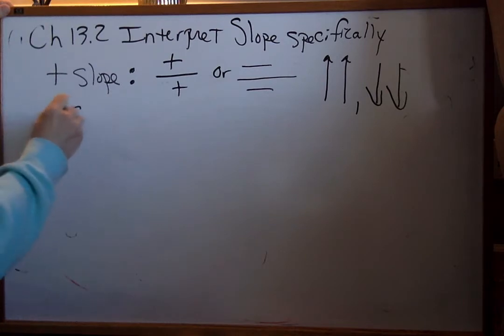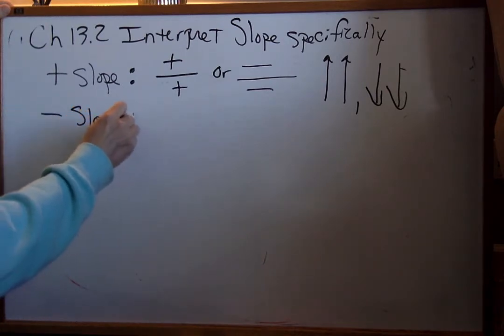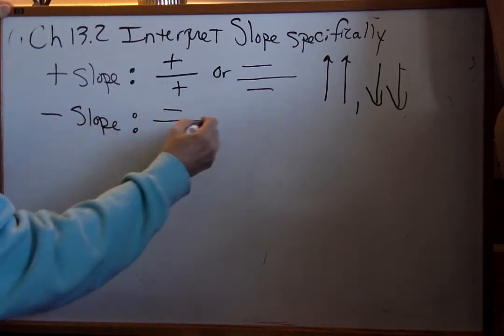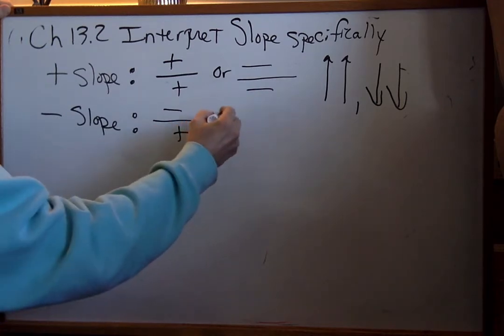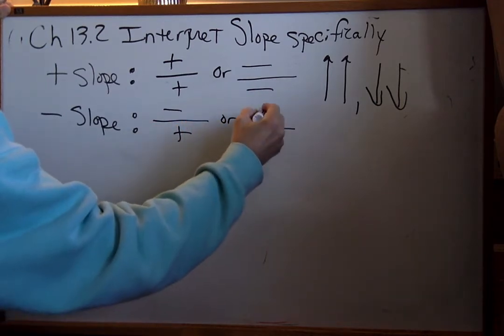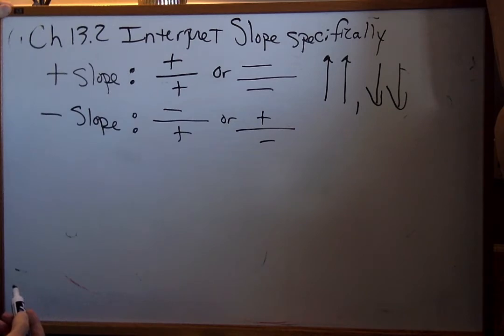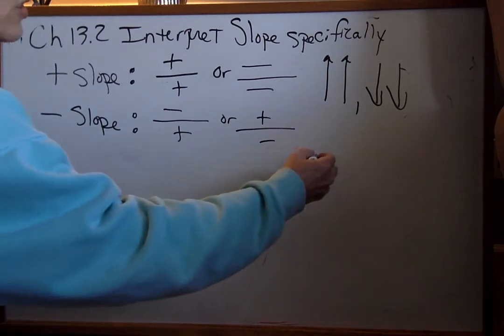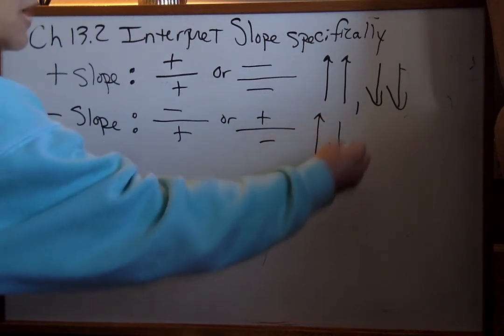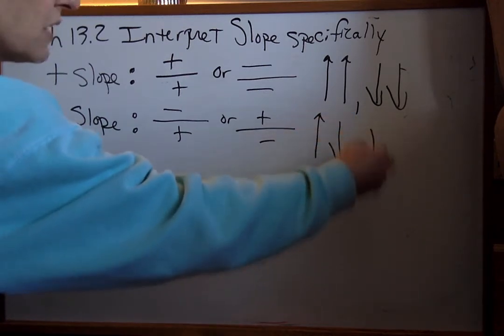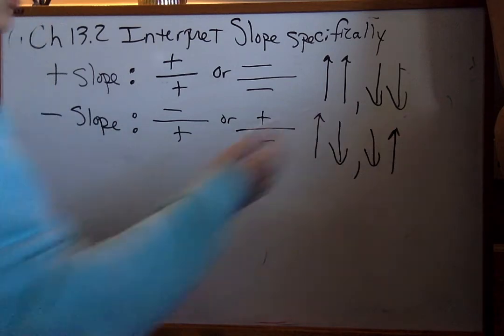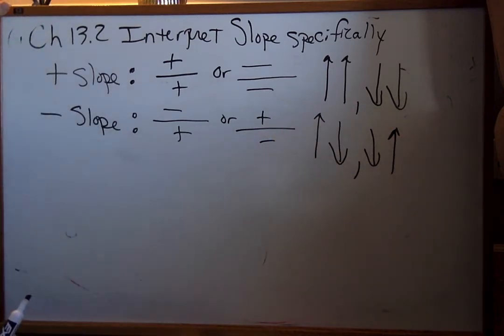Now think about negative slope. How do we get a negative number? Well, maybe your numerator is negative, or maybe your denominator is negative. All that means is one of the variables is going up while the other goes down. It does not matter which one you make go up as long as you make the other one go down.